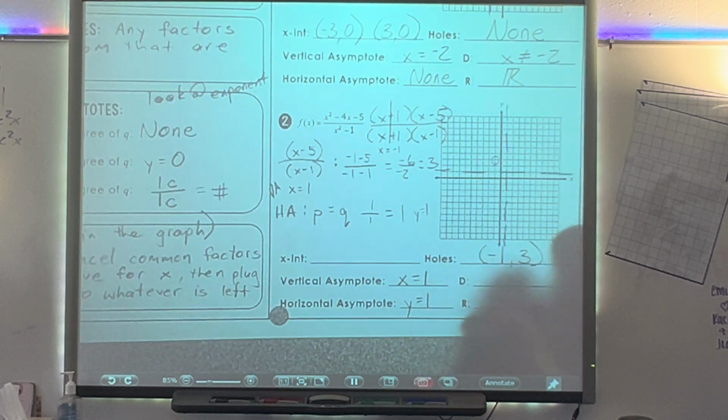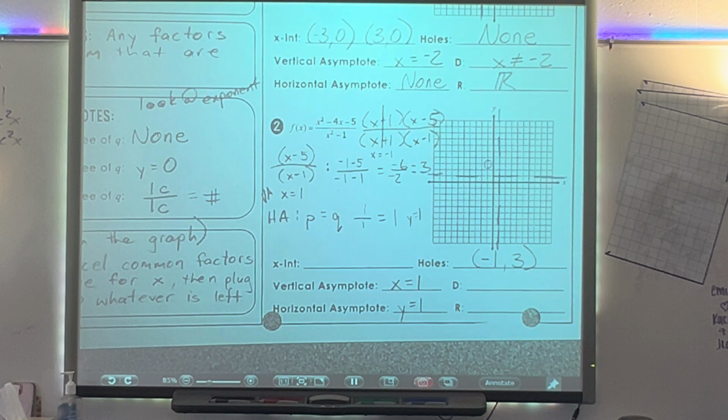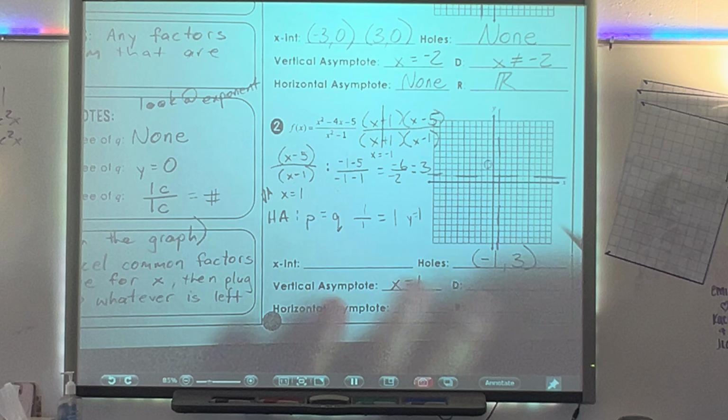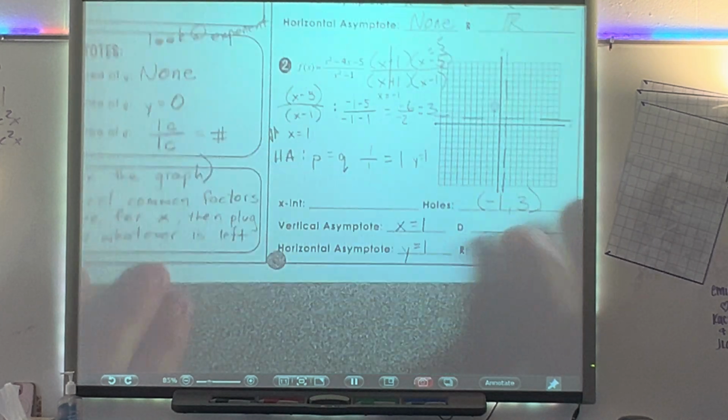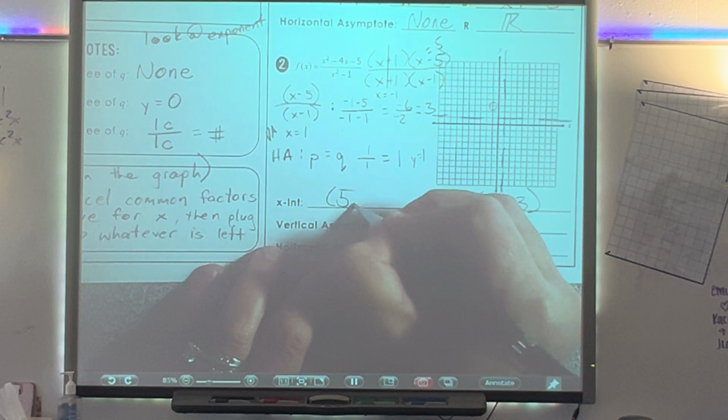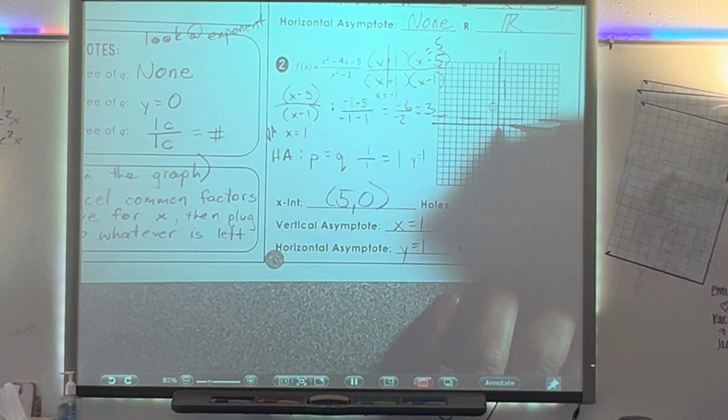Alright, so let's take a look at this one. What about my x-intercepts here? Yeah, this one's going to become +5, right? So I only have 1: 5 and 0 out here.